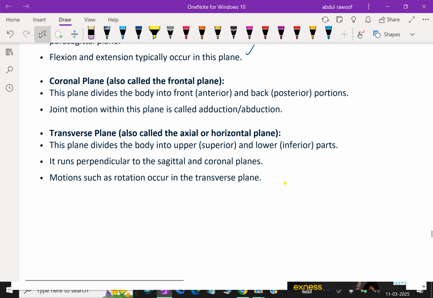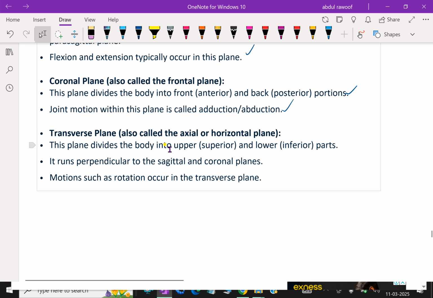Coronal plane, also called the frontal plane. This plane divides the body into front, that is anterior, and back, posterior portions. Joint motion within this plane is called adduction or abduction.